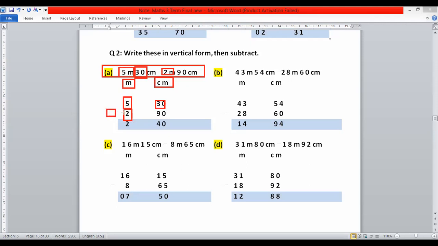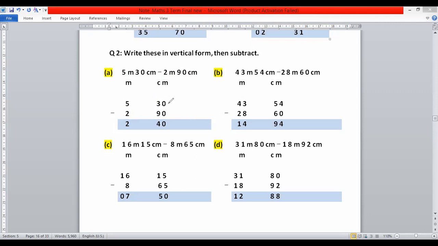After that, put minus these 2 meters here and 90 centimeters here. In other words, you can say put meters, these are meters, in the below of meters. And these are centimeters, 30 minus 90 in the below of centimeters. After that, you have to adopt the same method as I told you before. So here, first of all, we will subtract centimeters. Here we have 90 and here we have 30.